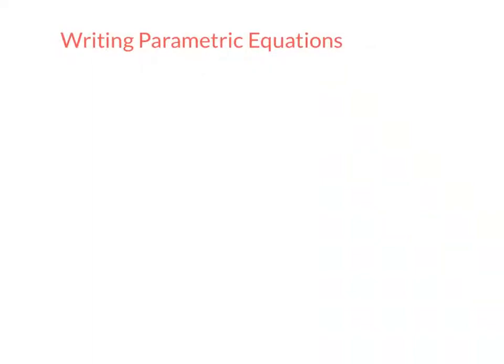In this lesson, we will learn how to change from rectangular equations to parametric equations. So we're going to start with linear functions. Let's say I'm given the equation y equals negative 2x minus 2. This is a rectangular equation where y is written in terms of x.